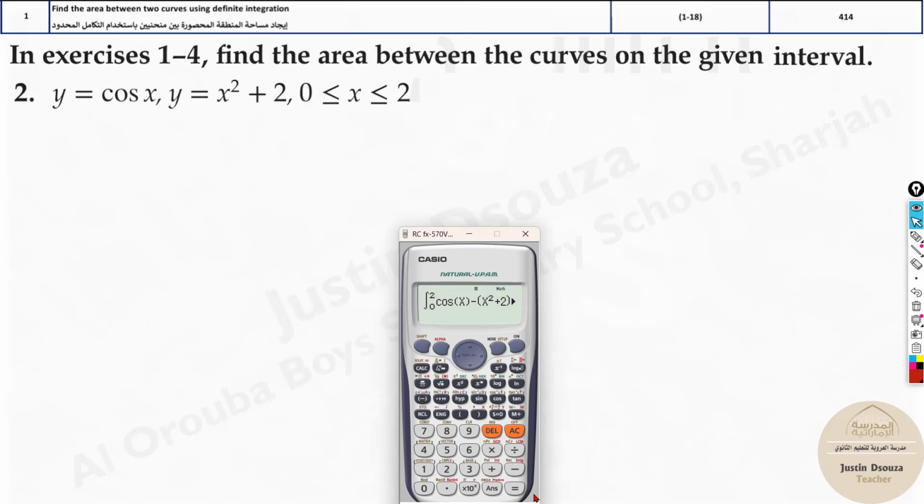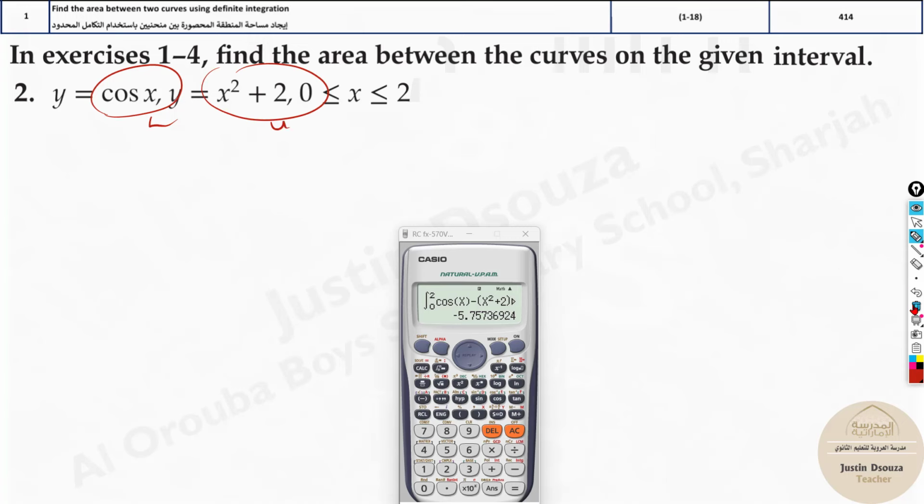Now, will I get the answer if I press equal to? This is the wrong answer. Why? Because we have a trigonometric function, shift the mode to radian. That is shift mode and press 4. Now it's in radian. You can see the R symbol shows it's radian. This is the answer. But now what's the problem? I got a negative answer. Why? Because this is the lower function. This is the upper function.